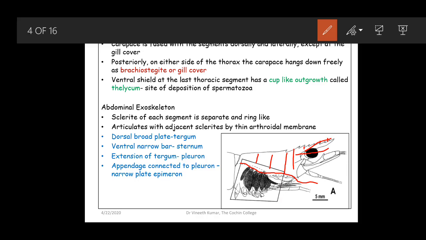And this thelycum is seen only in females, that is the ventral shield of the thoracic segment. The cup-like outgrowth can be seen only in females. Males do not have that particular cup-like structure.